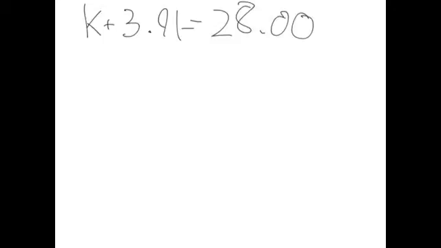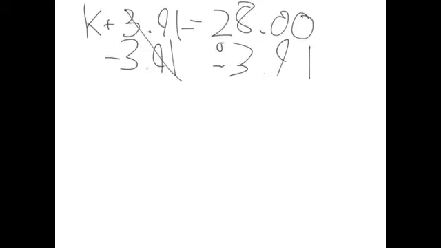K is being added by 3.91. So we subtract 3.91. That cancels each other out. But now over here, we have to subtract 3.91. So line up our decimals and use 0 as placeholder. And now subtract. Now we have to carry our number. So this turns into 7.